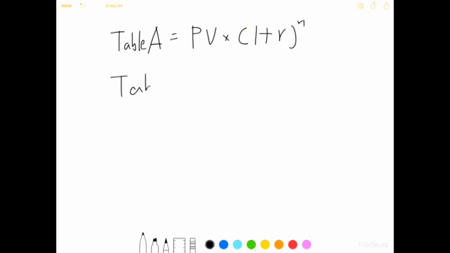Before I do anything, I want you to understand the difference between table A and table B first. Table A, like what I said in the last video, is pretty much just present value times 1 plus r to the power n, and that stuff in the bracket and the power is going to be your table A factor. And table B, on the other hand, is all about annuity.